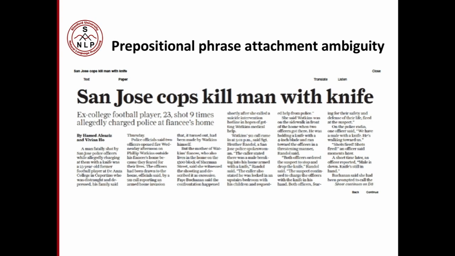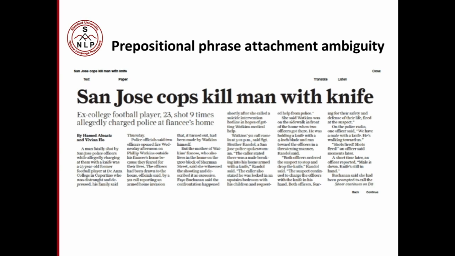Okay, so here is a newspaper headline: San Jose cop kills man with knife. Now this has two meanings, and which one you get depends on what modifies what. So what are the two meanings? Meaning one: the cop stabs a guy.